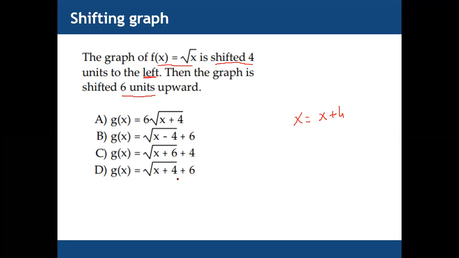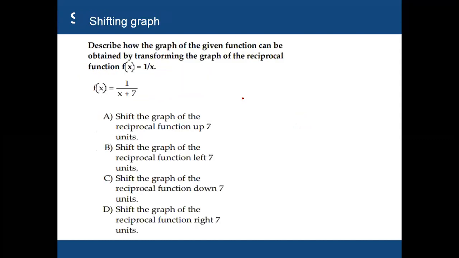B or D? It's D, sir. Yes, D is correct. The D option is correct: the square root of x plus 4, plus 6. Replacing x with x plus 4 because this is on the left side, and for upward, you need to add plus 6 here. So the D option is correct, not B. Okay, great, excellent.